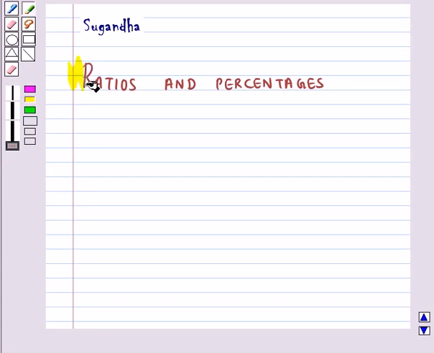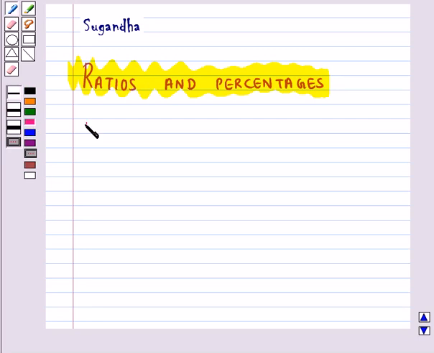In this session, first we will discuss ratios and percentages. We know that ratio means comparing two quantities.